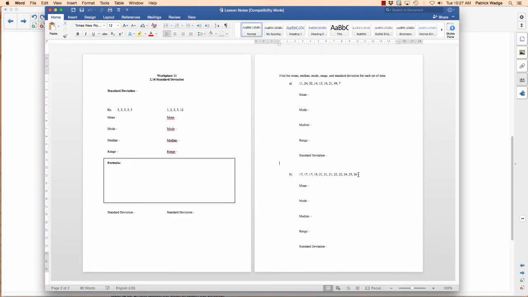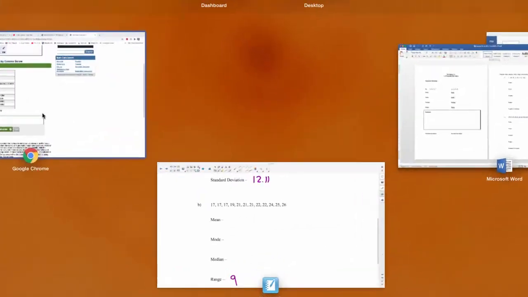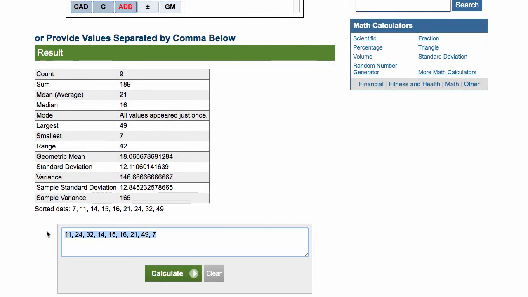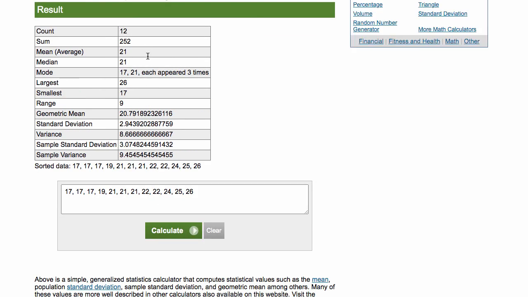So let's see. Again, I'm cheating. I don't want to type them all in, so I'm just going to copy this. I'm going to replace all these with my new numbers. There they are. I'm going to hit calculate, and I've got everything I need right here. There's 12 numbers that went in there. They added up to 252.